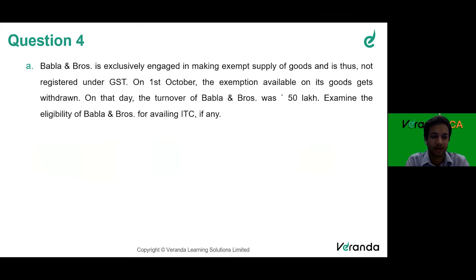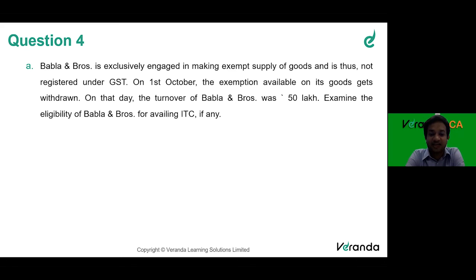Last question. Babla and Brothers is exclusively engaged in making exempt supply of goods and is thus not registered under GST law. It is unregistered. On 1st October, the exemption available on its goods gets withdrawn. That means on 1st October, it becomes taxable. On that same day, the turnover of Babla and Brothers was 50 lakhs. Examine the eligibility of Babla and Brothers for availing ITC, if any, right?